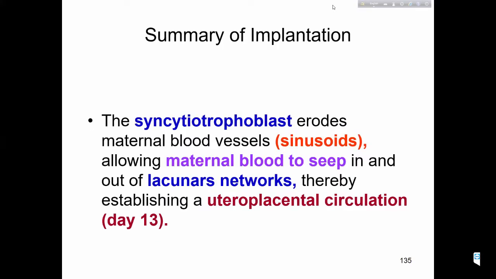The syncytial trophoblast erodes maternal blood vessels, that is the sinusoids. I told you what sinusoids are. The sinusoids are just like capillaries, but they are wider and engorged with blood, so they are called sinusoids. So the syncytial trophoblast erodes maternal blood vessels, allowing maternal blood to seep in and out of the lacunar network, thereby establishing a utero-placental circulation during day 13.